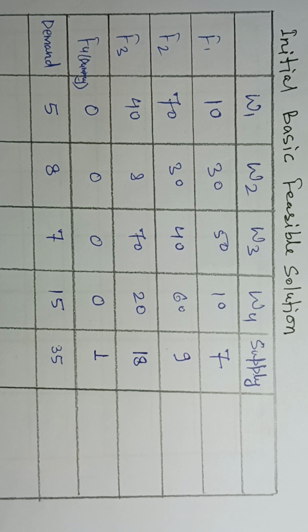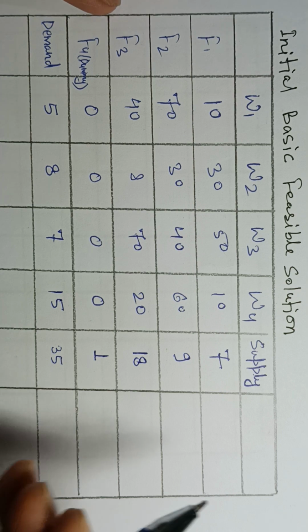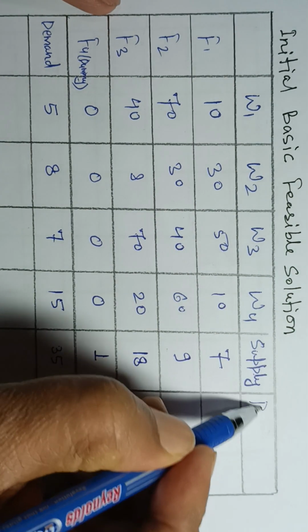Solve this problem with the help of VAM method, and in VAM method we first calculate penalty for each row and each column. So first we will try to find the penalty for each row and then penalty for each column. Here penalty.